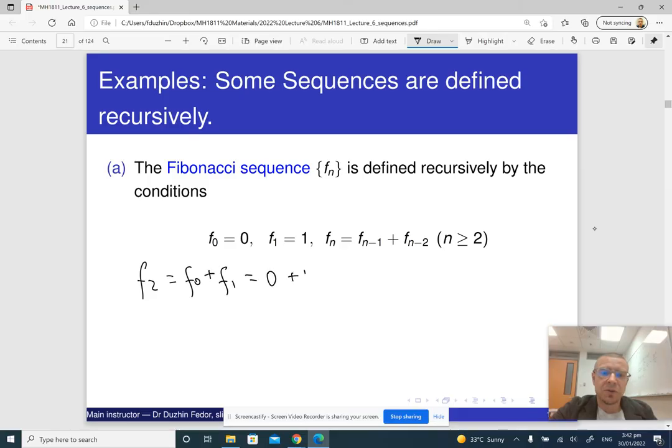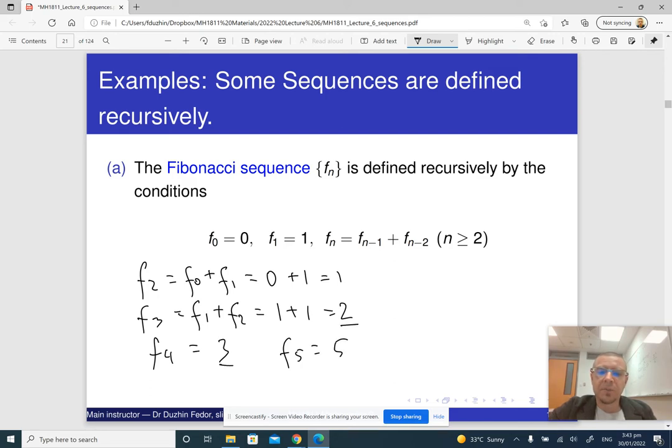Which is 0 plus 1, which is 1, and f3 is going to be f1 plus f2, which is 1 plus 1, which is 2. And so on. So every next term, f3, f4, is going to be the sum of the two previous terms. So f4 is going to be 1 plus 2, 3. So f5 is going to be 2 plus 3, which is 5. Then we take 3 plus 5, 8. Then 5 plus 8, 13, and so on.